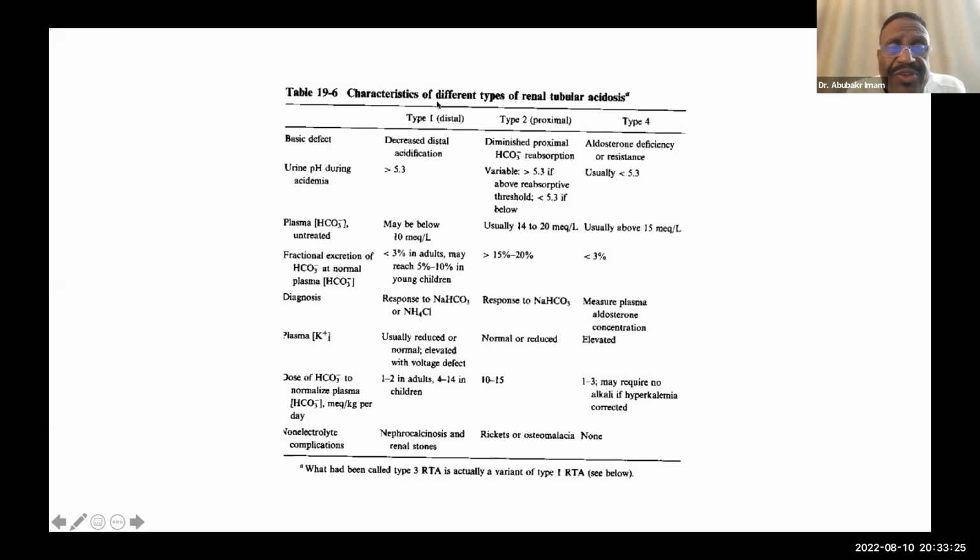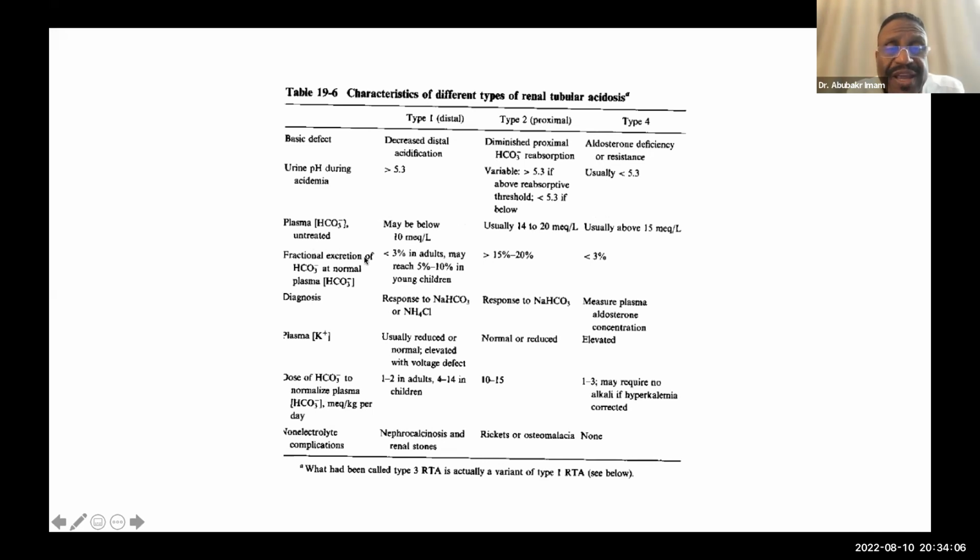If you look at the distal, usually there is decreased distal acidification, and the pH of the urine could be more than 5.3. In the proximal part, it could be more than 5, but according to the threshold it could be low. Patients with type 4 are usually less than 5.3 because they have a problem with aldosterone only. So they're able to acidify the urine. Now, the plasma bicarbonate will be very low. Most of them can be low, and you cannot differentiate only by that, but it can be very low in certain diseases, if untreated.